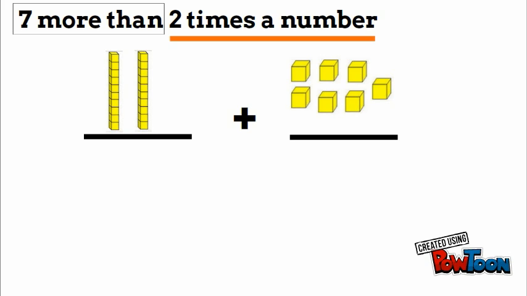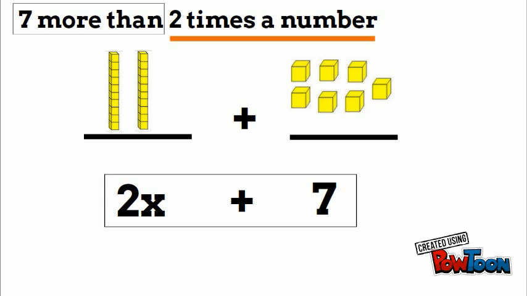So we use these rods and cubes as a way to visualize what will turn into an algebraic expression. So our 2 rods represent, we could write that as 2x plus 7. And there we've translated a statement into an algebraic expression. And again, algebraic expressions are mathematical sentences that use numbers and letters instead of words. So we have 2x, which represents 2 times a number, and then plus 7, which comes from 7 more than. And that's how you translate statements into algebraic expressions.